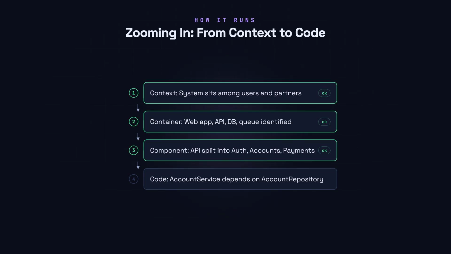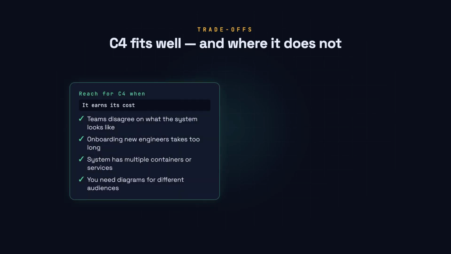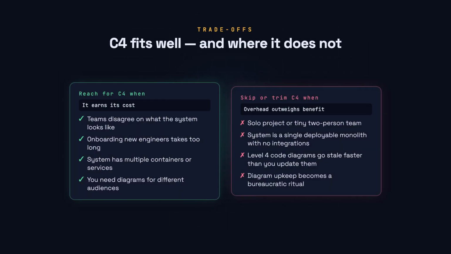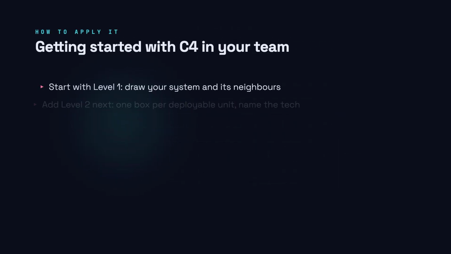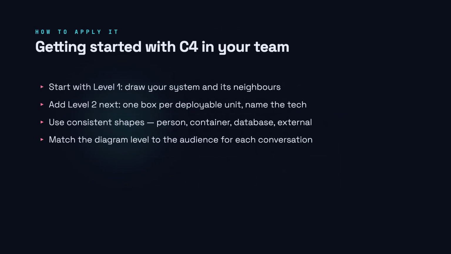C4 is most valuable when communication is the bottleneck, when different people hold different mental models of the system, and that mismatch causes mistakes or slows onboarding. For larger or distributed systems, even just the context and container diagrams pay for themselves immediately. The caution is level 4. Code diagrams age quickly and teams rarely keep them in sync. Most practitioners treat level 4 as optional and generate it from code automatically when needed rather than maintaining it by hand.